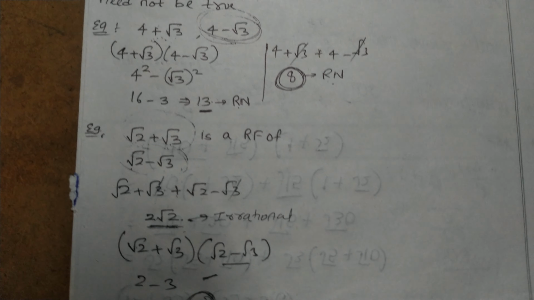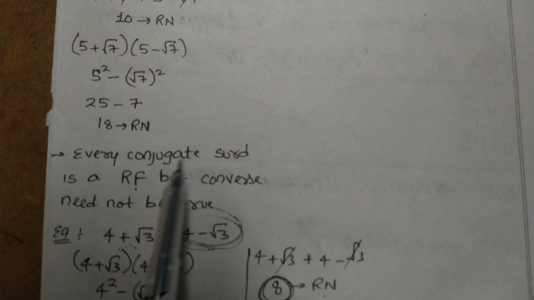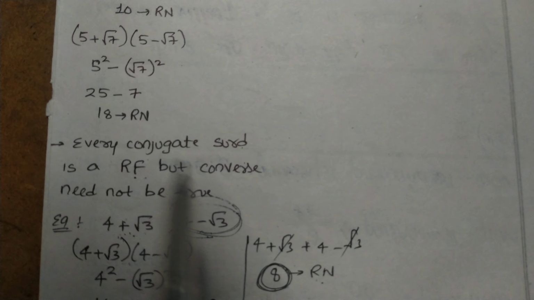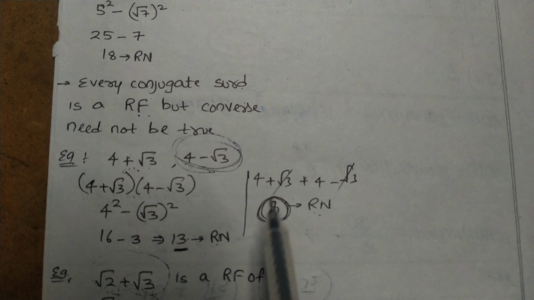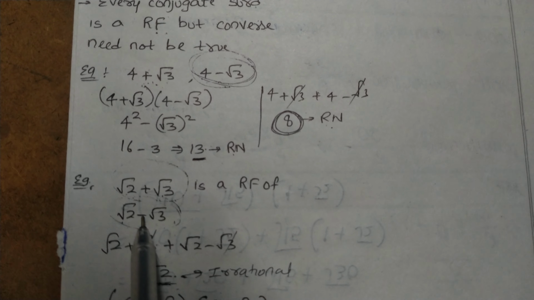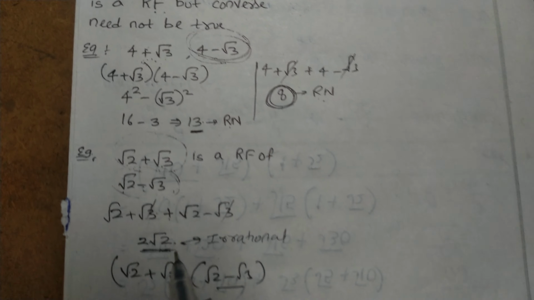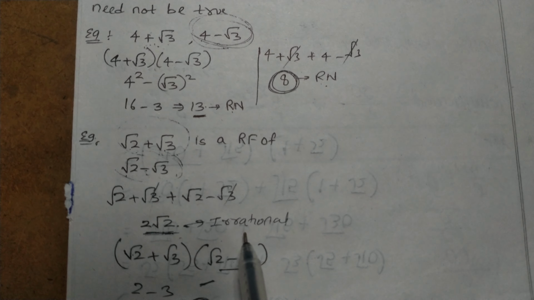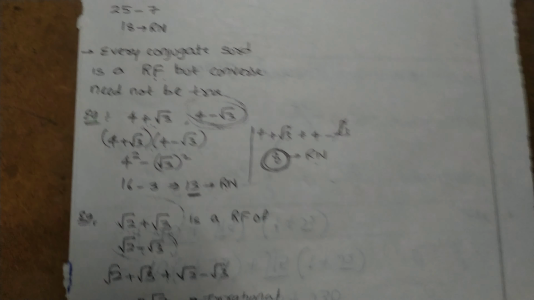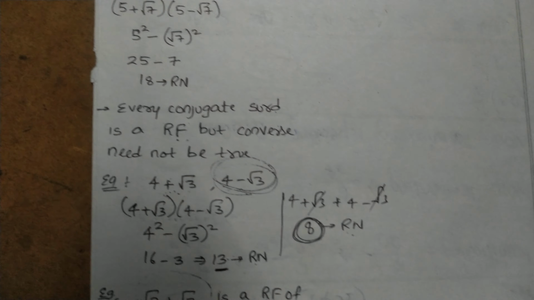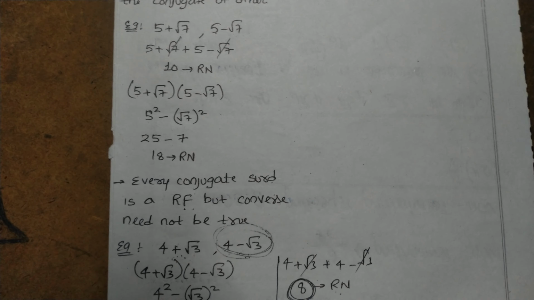Understood? So this is how you have to check. That's why the statement they have given: every conjugate surd is a rationalizing factor only. This is a conjugate surd. If you are doing rationalization, every time we are getting a rational number only, but converse need not be true. Means what? We are taking root 2 plus root 3 as a rationalizing factor of this, but if you are trying to solve we are getting an irrational number. That means this is not the conjugate of this one. That is what the meaning is. Converse need not be true, so keep this thing in mind, very important. So this is what conjugate surds is. Okay, thank you.